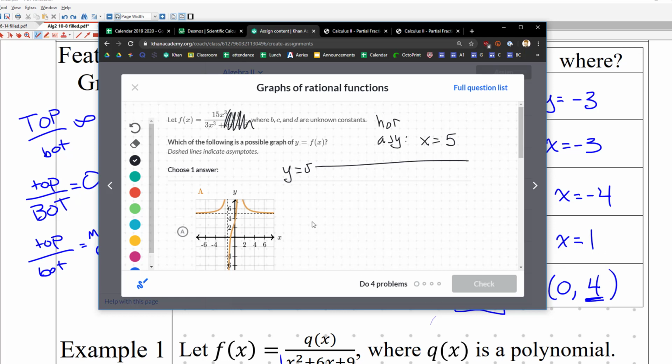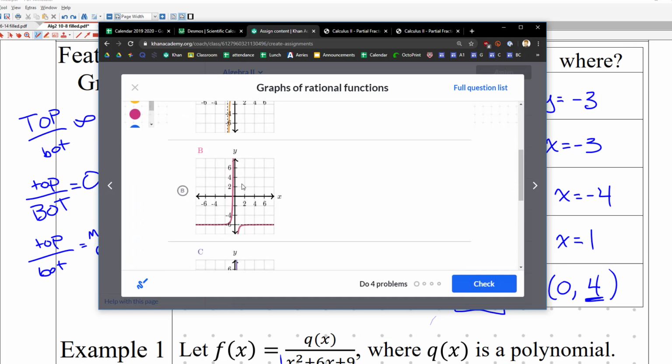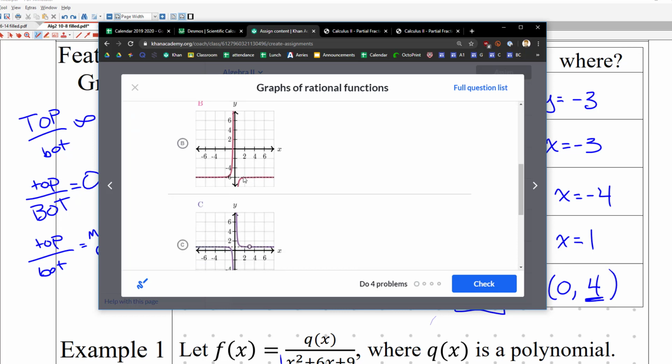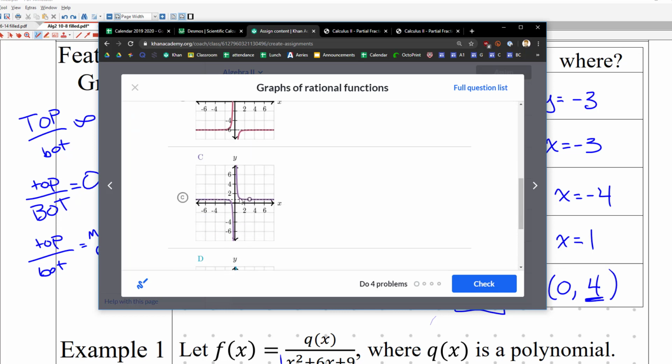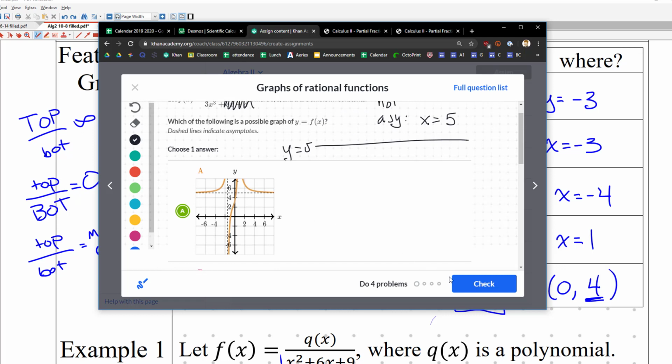So let's go through these. This one has a horizontal asymptote at 5. That's probably the answer. There's no horizontal asymptote here. The horizontal, well, I guess there is one, but it's the wrong one. Horizontal asymptote happens at -6. That's not correct. We have a horizontal asymptote here at 1, not correct. We have a horizontal asymptote here at 2, not correct. And that's the answer. That was too easy.